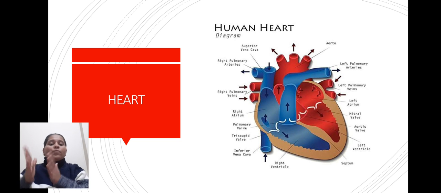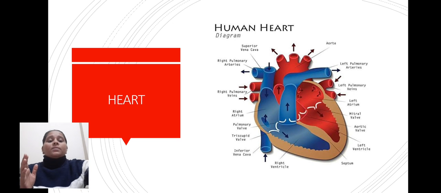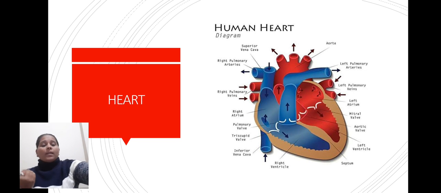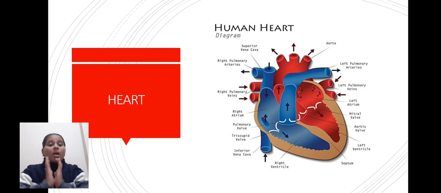4 chambers, that is 2 ventricles and 2 atria. The ventricles are the chambers that pump blood, and the atria are the chambers that receive blood, among which the right atrium and ventricle make up the right heart, and the left atrium and ventricle make up the left heart. The heart also houses the biggest artery in the body, which is the aorta.